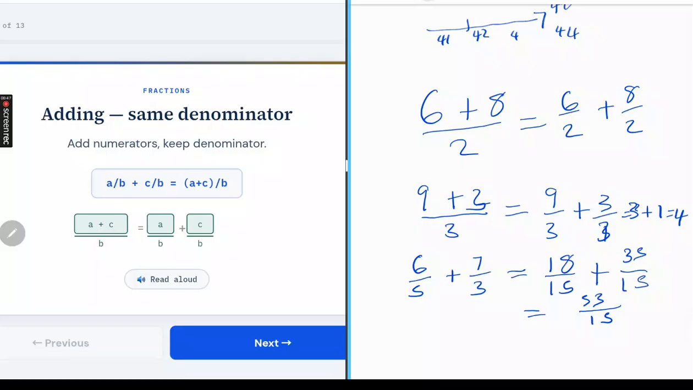If you want to do 18 plus 35, you already know, for instance, that 18 plus 32 is 50. Or if you don't want to use that, you can use 35 plus 15 is 50. So it's remaining 3. So you get your 53 over 15.